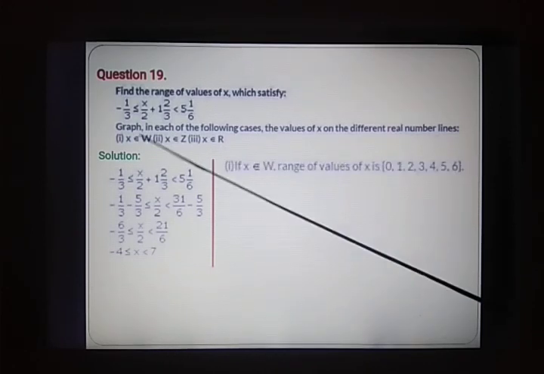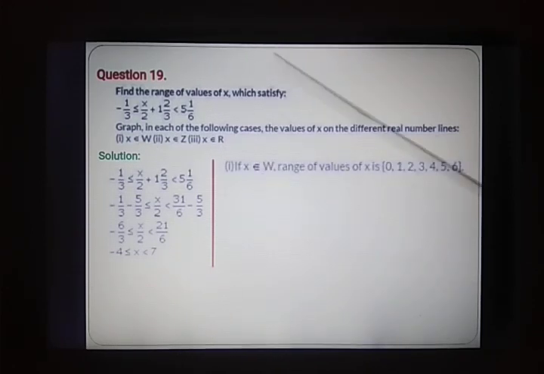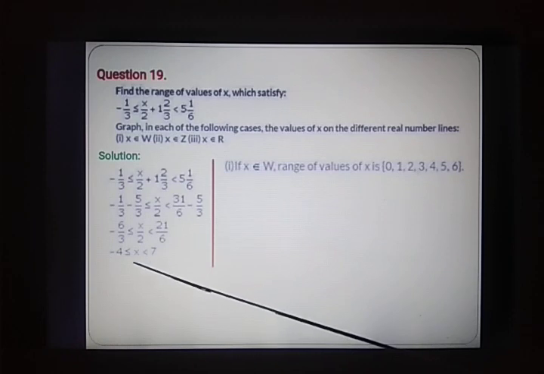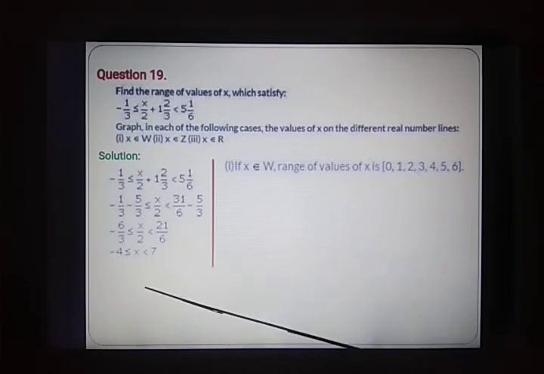Now if x belongs to W, W means whole number. Whole number means 0, 1, 2, 3, 4, it goes on and on, right? So the starting number of whole numbers is 0. So x is lying in between -4 and 7. Although there is an equal to sign, we cannot take -4 because -4 is not a whole number. So from -4, the next number is -3.